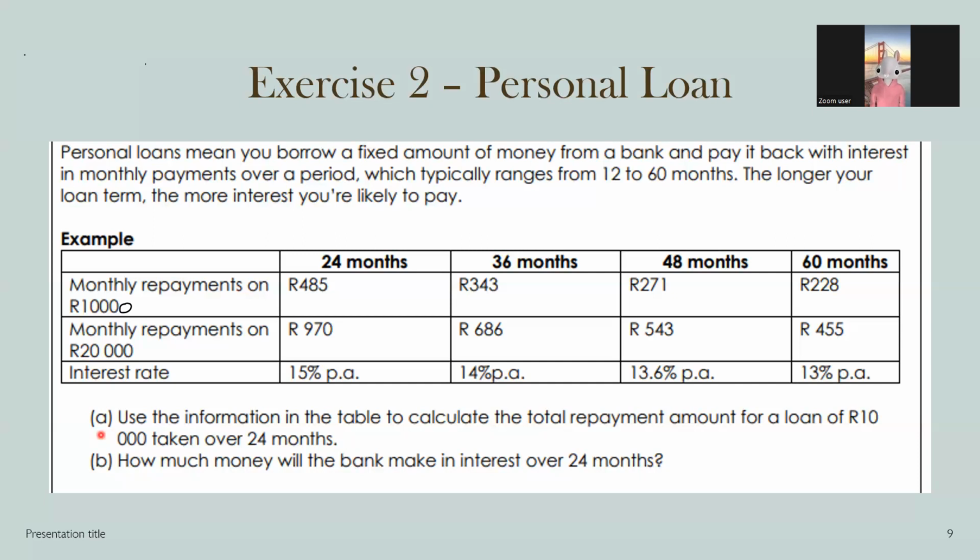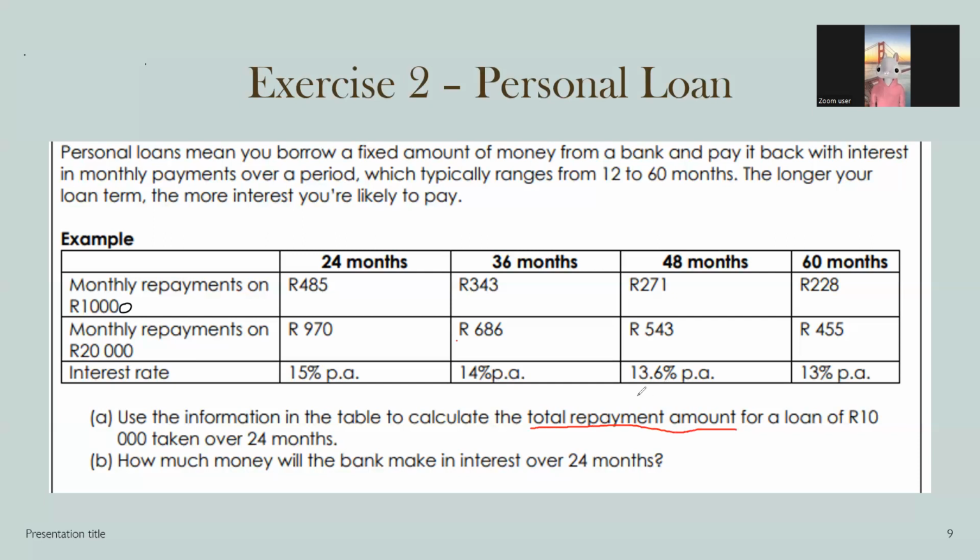First question. Use the information in the table to calculate the total repayment amount for a loan of 10,000 rand taken over 24 months. The key word in this question is calculate. When you get a question in the exams, it's always important to ask what they are asking you to calculate. So they're asking you to calculate the total repayment amount.